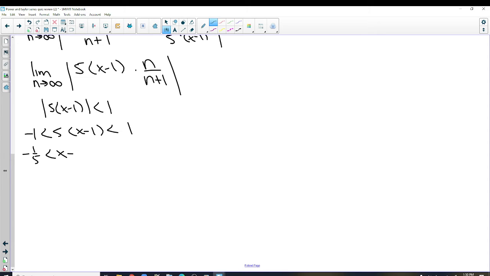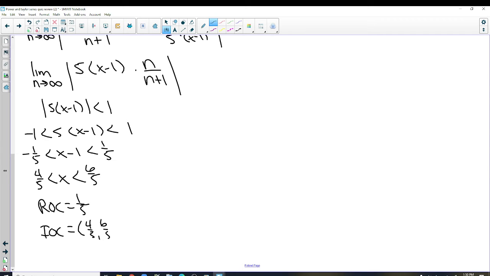-1/5 less than x minus 1 less than 1/5. So there's the radius of convergence, and I'm adding 5/5. So 4/5 less than x is less than 6/5. So the radius of convergence is 1/5, and the interval of convergence is 4/5 to 6/5.